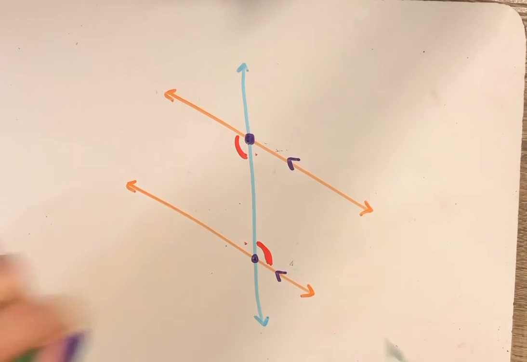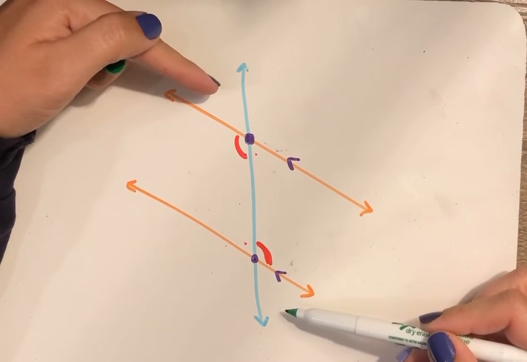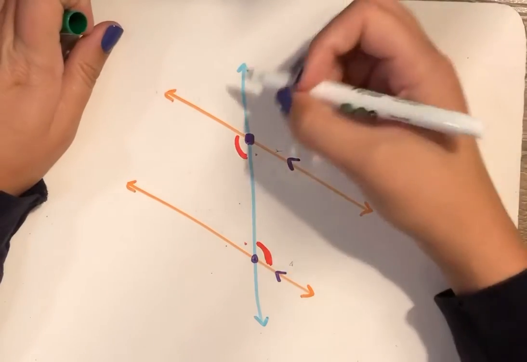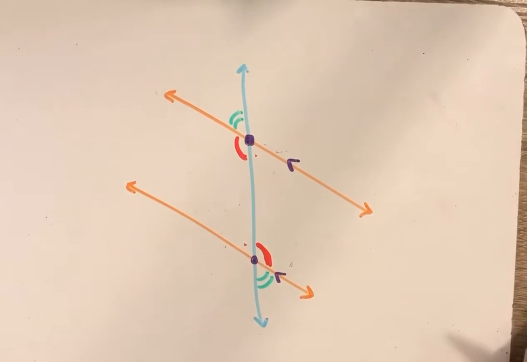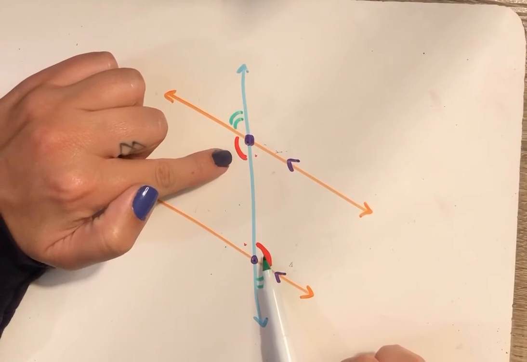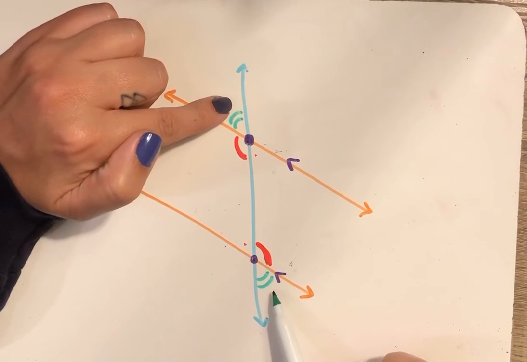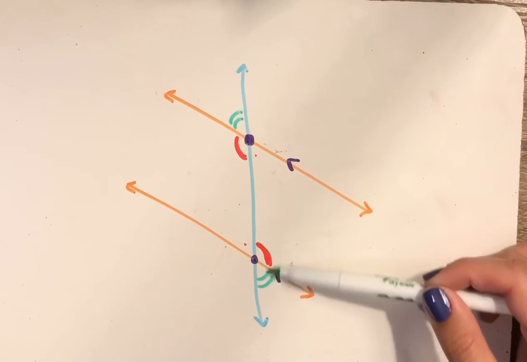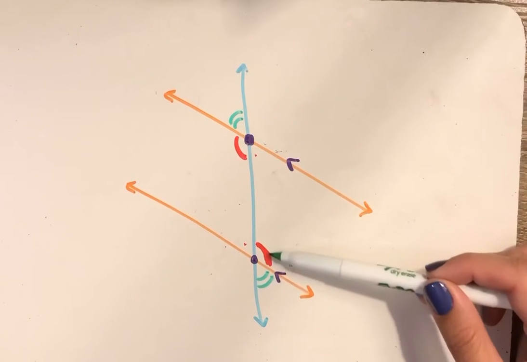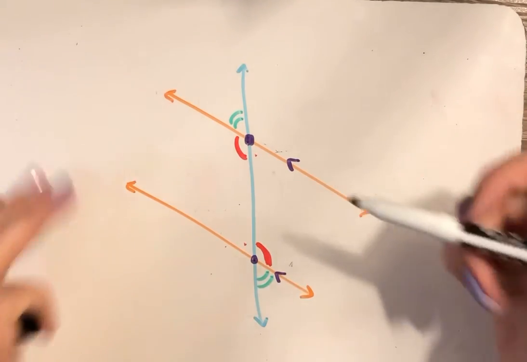Alternate exterior means different sides of the blue line, but outside of the parallel lines. So for example, this angle here and this angle here, and they are congruent. So my alternate interior, the red angles, those are congruent to each other. Any pair of alternate exterior, like these green angles, they are congruent to each other. Now, the red and the green are not congruent. They're supplementary.